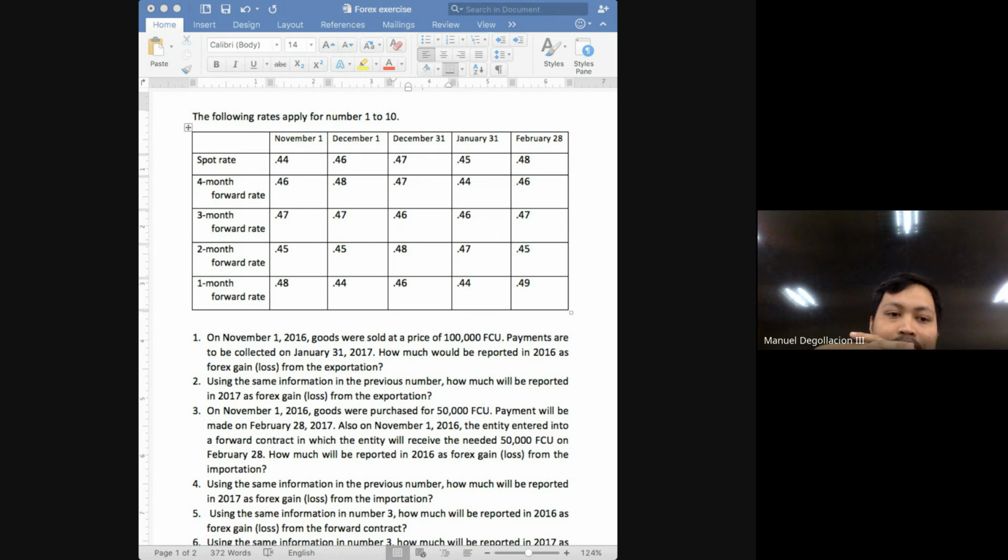And that's why I want to highlight, class, three important dates that you will have to take note of as you answer these problems. The first one, obviously, is the date of delivery. The second is the reporting date, which would basically be your balance sheet date. And the third, class, would be your settlement date, or date of payment, or the date of collection.